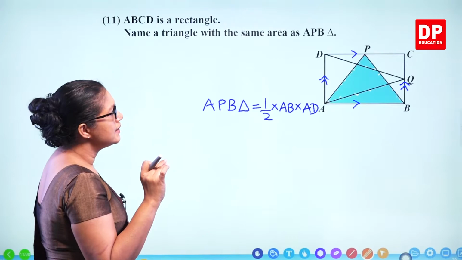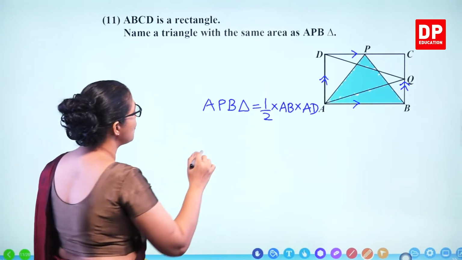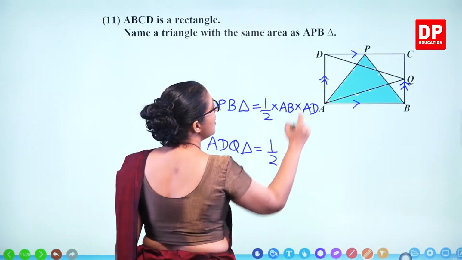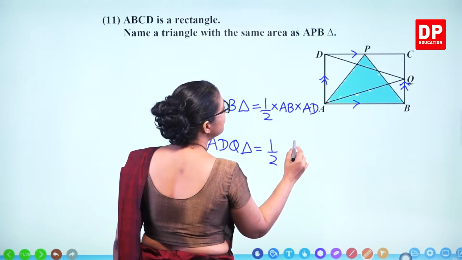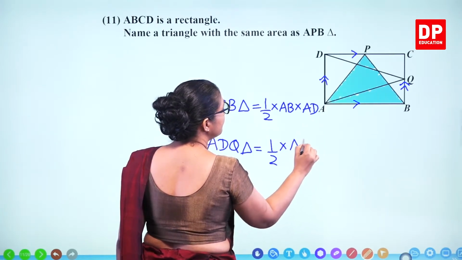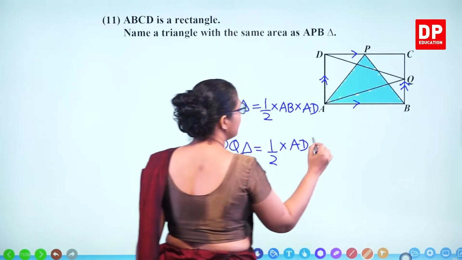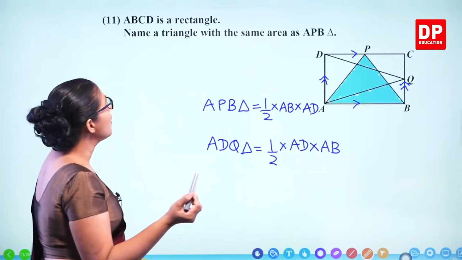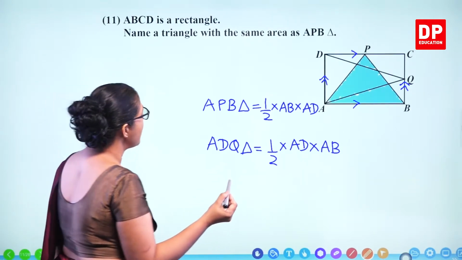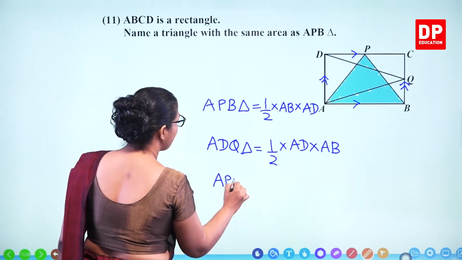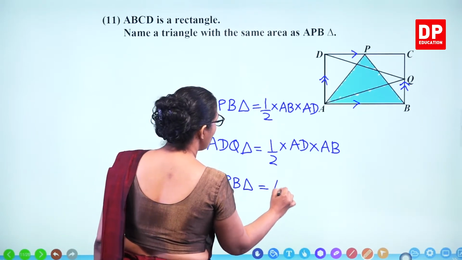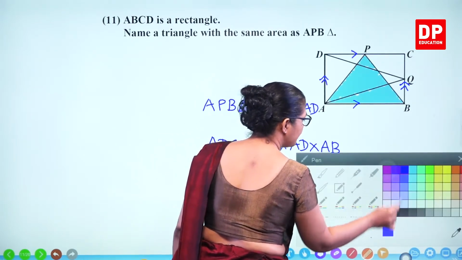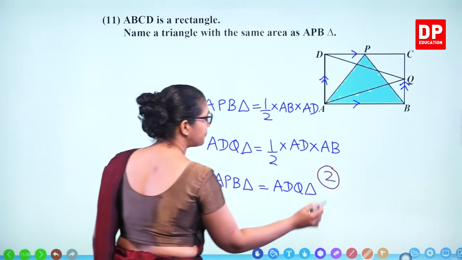ADQ triangle. What can you say about ADQ triangle? ADQ triangle area is half, base is AD and the perpendicular height is AB. Now can you see same thing? So these two are equal. So name a triangle with the same area. So APB area is equal to ADQ area. So that's one triangle. So 2 marks there.